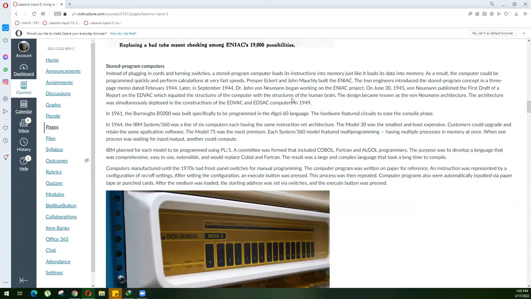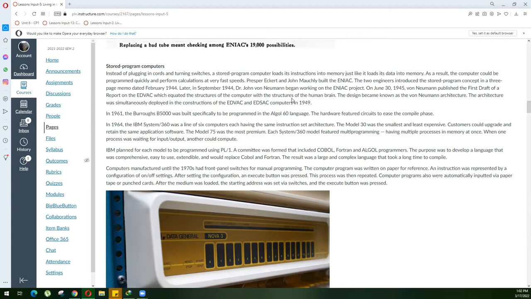Computers. Instead of plugging in cords and turning switches, a stored program computer loads its instructions into memory just like it loads its data into memory. As a result, the computer could be programmed quickly and perform calculations at very fast speed.